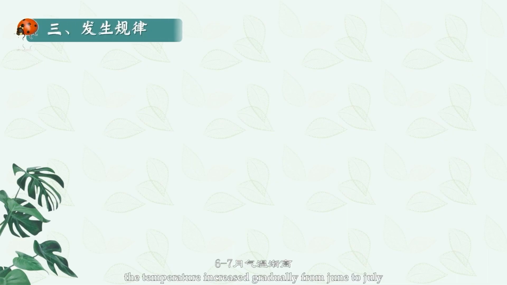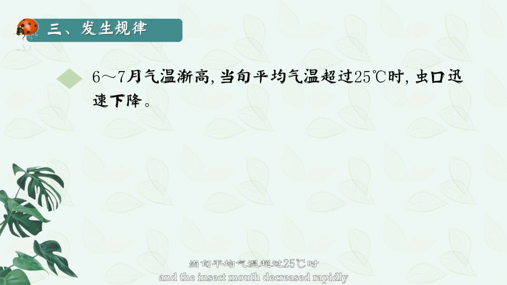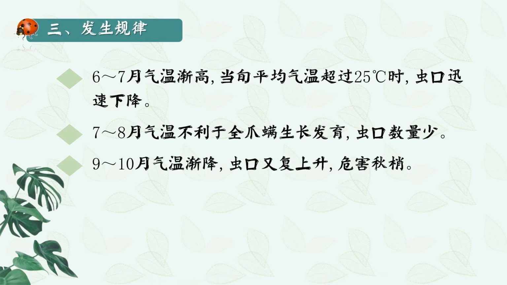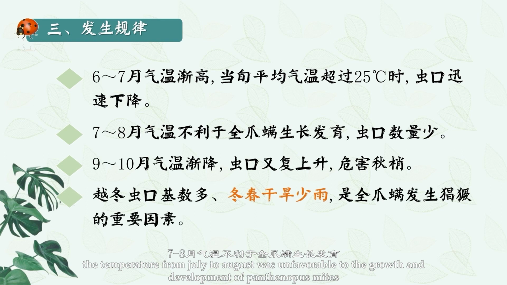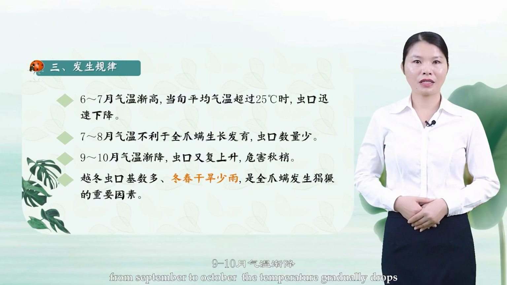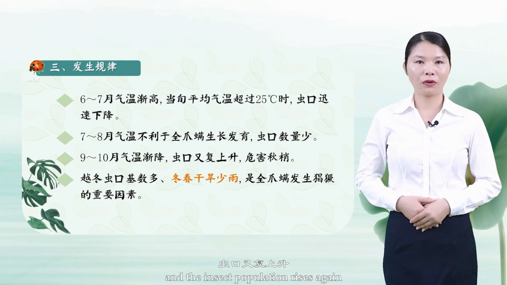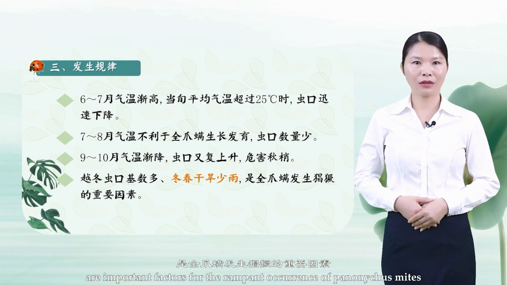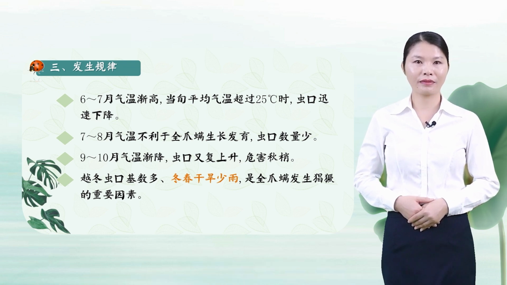The temperature increases gradually from June to July, and the mite population decreases rapidly when the average temperature over 10 days exceeds 25 degrees Celsius. The temperature from July to August is unfavorable to the growth and development of Panonychus mites, and their numbers are small. From September to October, the temperature gradually drops, and the population rises again, endangering the autumn shoots. The large population base of overwintering mites and the drought in winter and spring are important factors for the rampant occurrence of Panonychus mites.